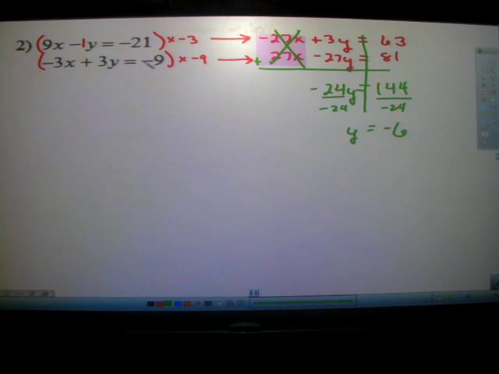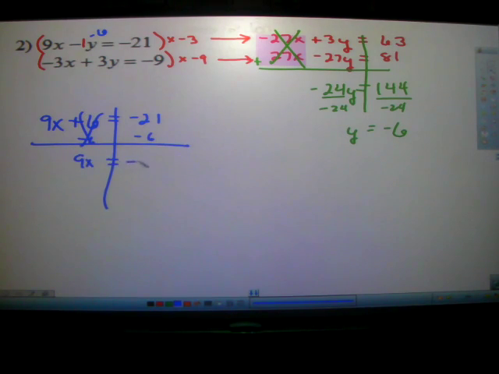It's up to you, okay? I'm going to go ahead and choose this top one, just so I can kind of show something. Top one here, the y is negative 6. Okay, so I have 9x, and here's where you've got to be careful. Negative 1 times negative 6 becomes positive 6, equals negative 21. And now I can solve this. Minus 6 on both sides, get 9x equals negative 27. Divide both sides by 9, and x equals negative 3.